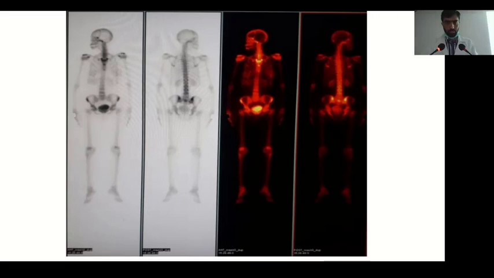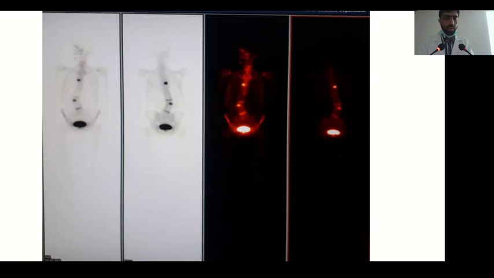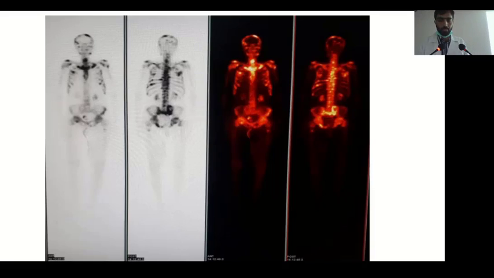This is a normal bone scan. You can't appreciate any mets in the films. But in this study, there are multiple metastases seen in the body. Here metastases are also seen on the vertebra. Multiple metastases are seen in the whole body skeleton.